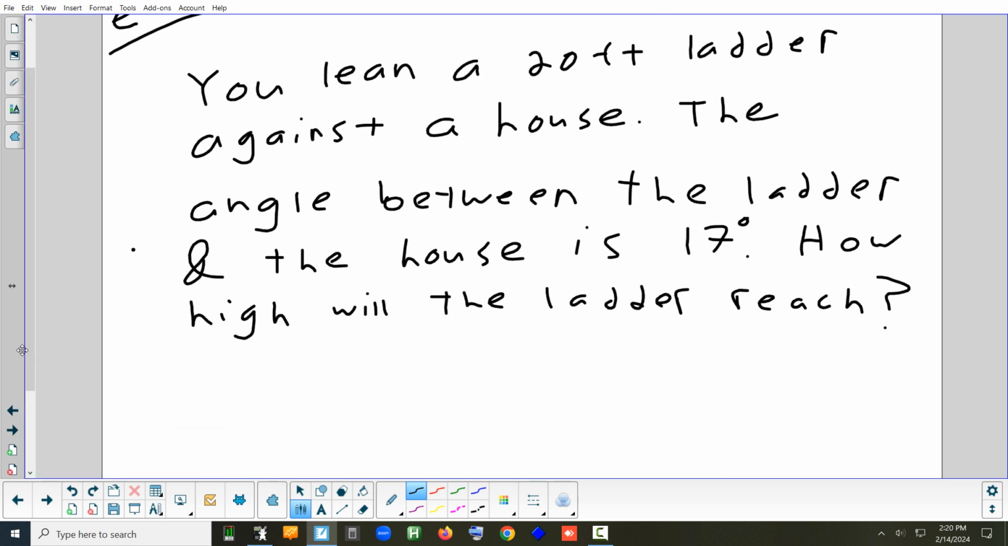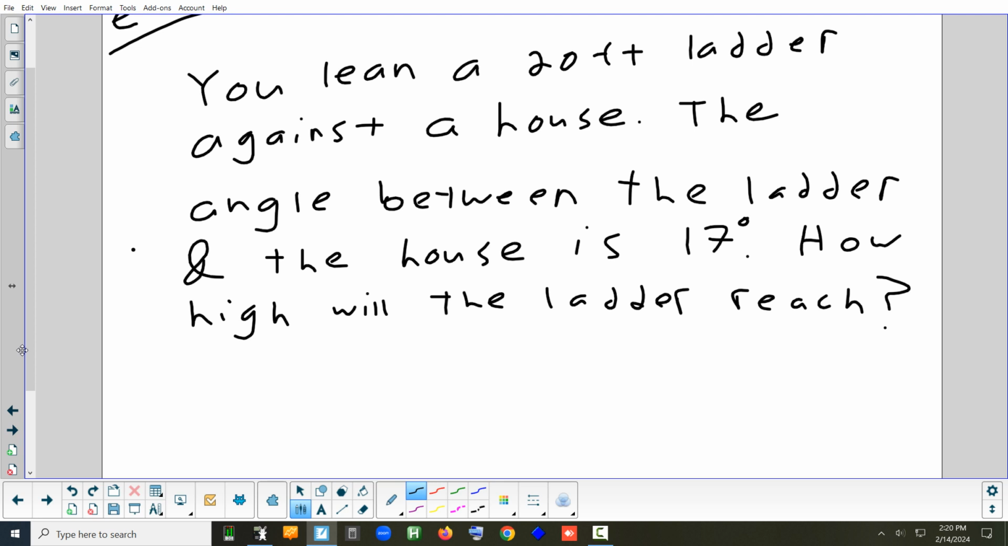All right, so it says that you're leaning a 20-foot ladder against the house. The angle between the ladder and the house is 17 degrees. How high will the top of the ladder be on the house? Well, if it's a 20-foot ladder, wouldn't the ladder just be 20 feet off the ground, the height of it?